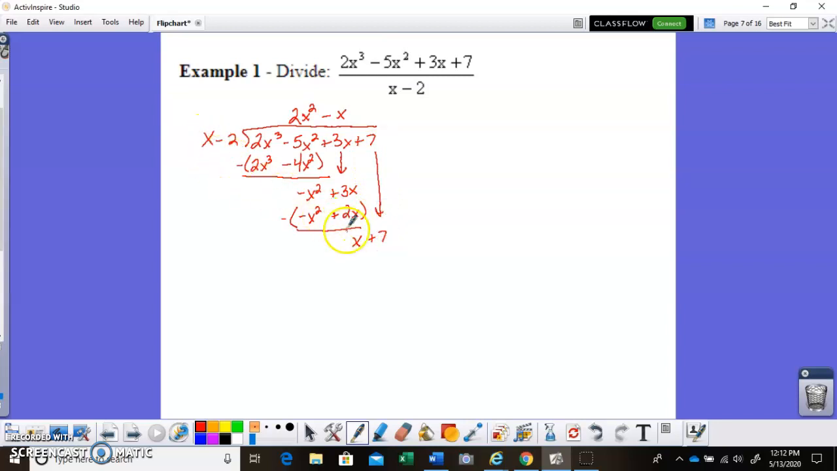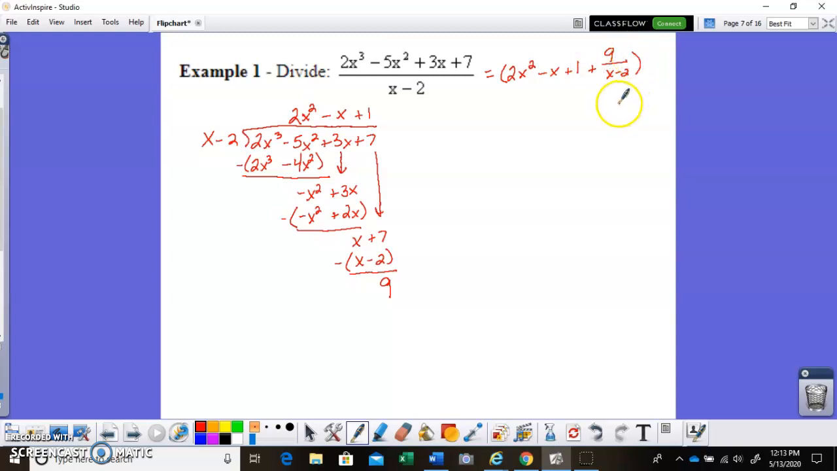What do I have to multiply x by to get to x? Well, that's just a 1. So if I multiply by 1, I get x minus 2, which I'm going to subtract. x minus x is 0, and 7 minus a negative 2, 7 plus 2, is 9. Okay, so my answer becomes 2x squared minus x plus 1. And then remember, I have to put that remainder, but I'm going to do that remainder as 9 over what I'm dividing by, which is x minus 2.